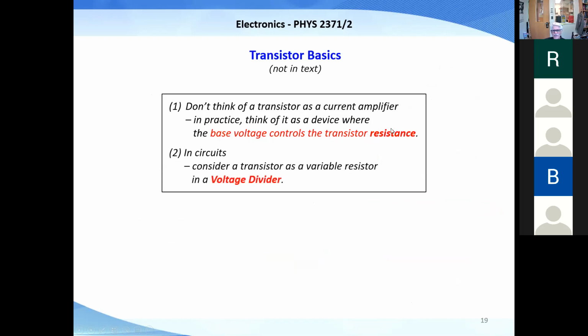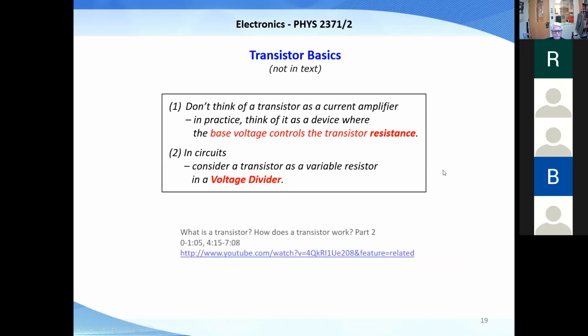And then, since it's a resistance device, why don't you put it in a voltage divider? Right? It's a variable resistor, an adjustable resistor. You put it in a voltage divider. I'm not going to show that one.